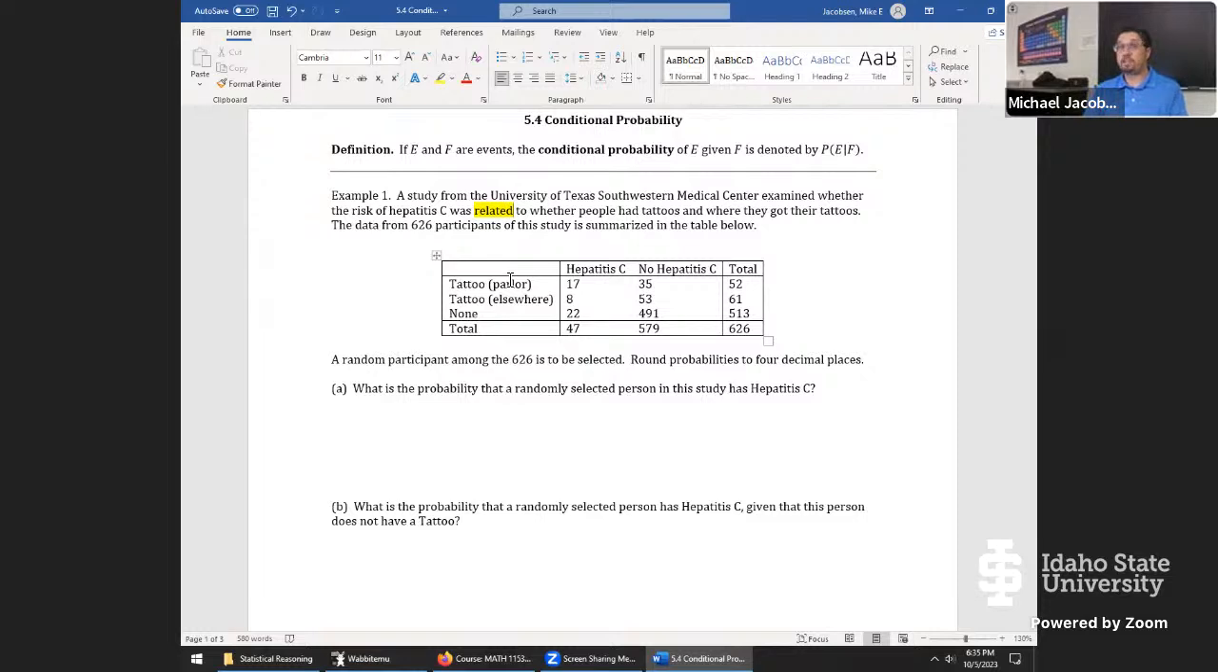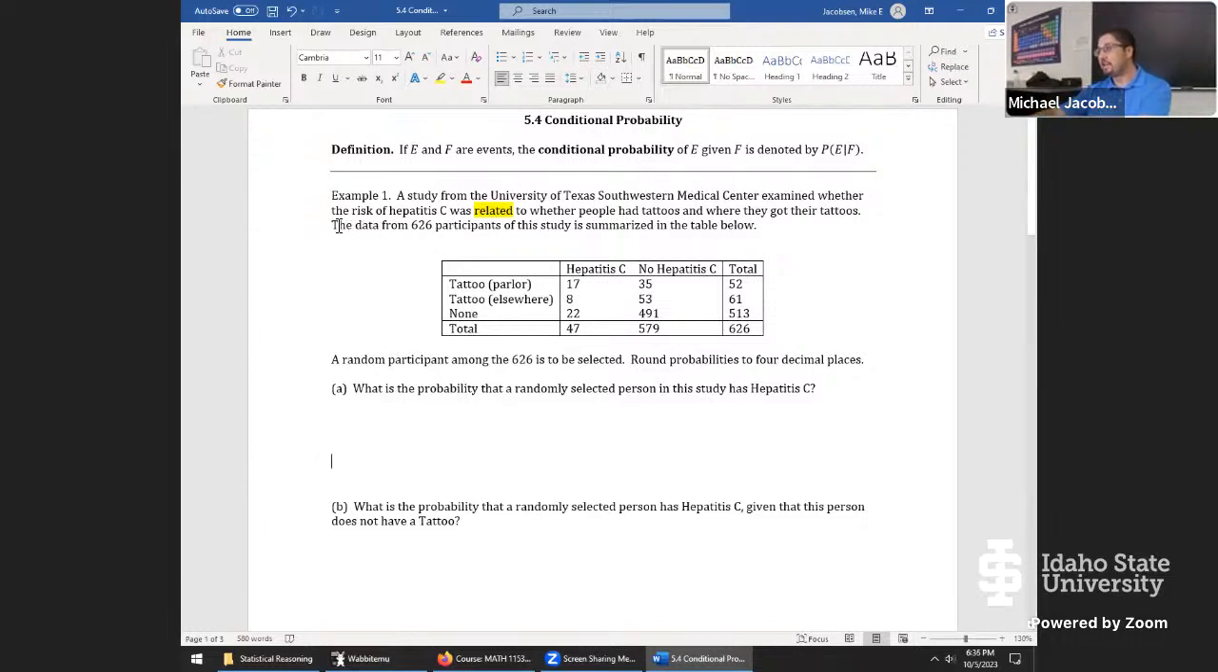That'd be a completely inappropriate statement. They would have had to do an experimental design. And that's almost impossible, right? You can't do an experimental design where you're separating out people. One group gets a tattoo at a parlor, one set of people gets a tattoo elsewhere, and these would be the control. That'd be a very unethical experiment. So at best, any conclusion they could put here is they might say, maybe having hepatitis C is related to having tattoos and where you got them, but that's as strong as a statement they could ever make here.